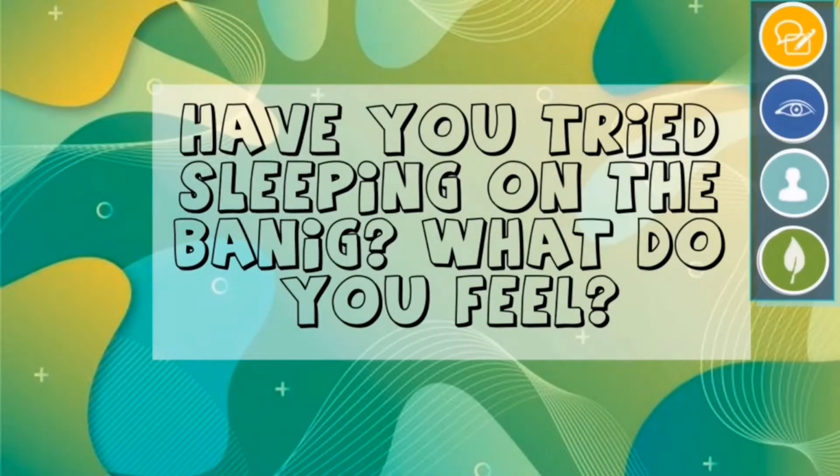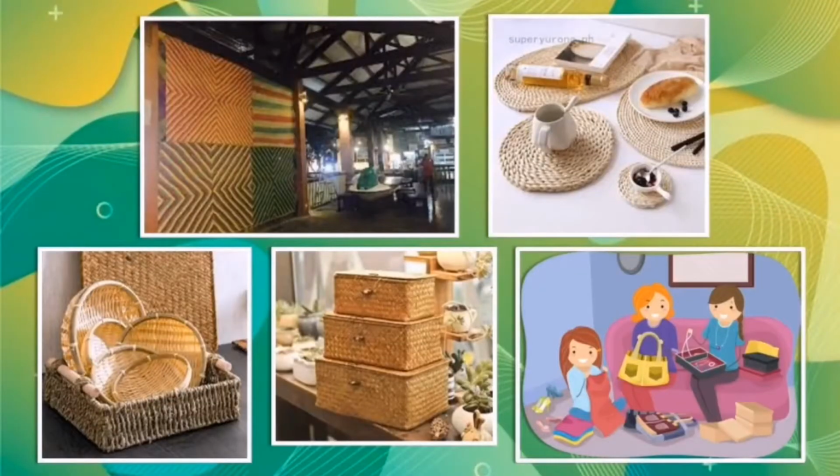Have you tried sleeping on the banig? What do you feel about it? Since then, our mats are known for being durable and available in various places.